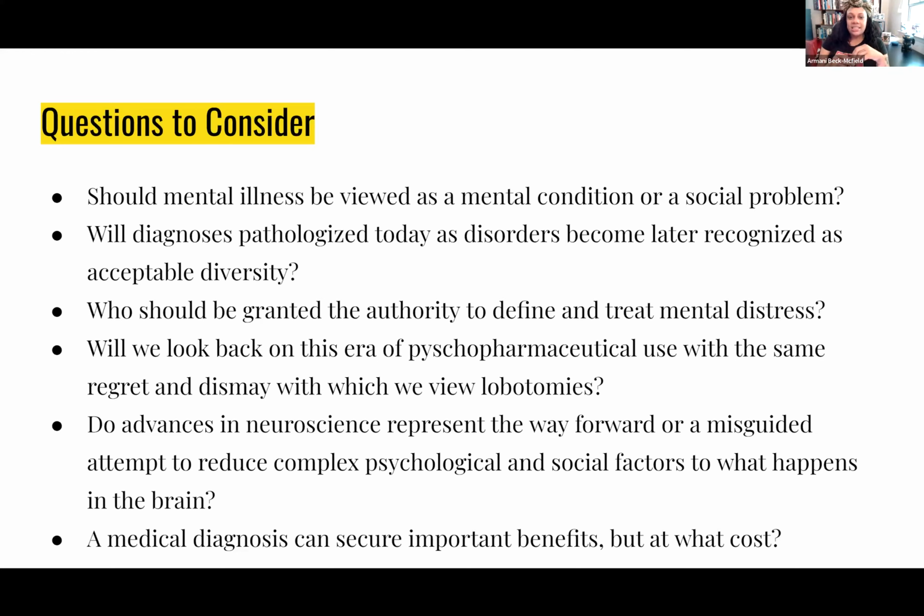Should mental illness be viewed as a mental condition or a social problem? Will diagnoses pathologized today as disorders become later recognized as acceptable diversity, like homosexuality? Who should be granted the authority to define and treat mental distress? Will we look back on this era of psychopharmaceutical use with the same regret and dismay that we look back on lobotomies and electroshock therapy? Do advances in neuroscience represent the way forward, or are these advances a misguided attempt to reduce complex factors to just being biomedical? A medical diagnosis can secure benefits, but at what cost? So pick whichever one is most interesting to you and go ahead and answer that.